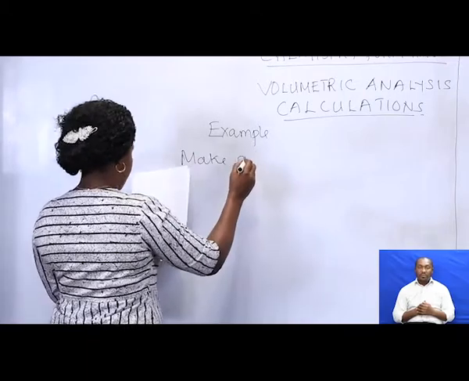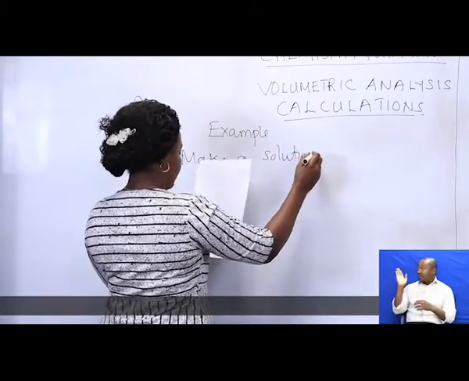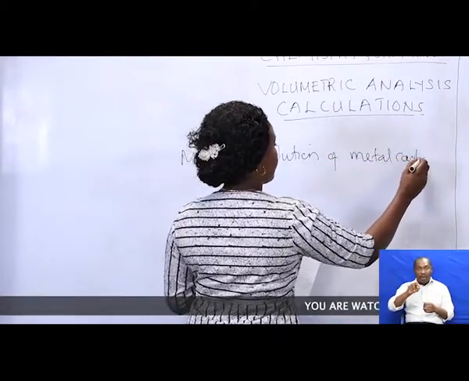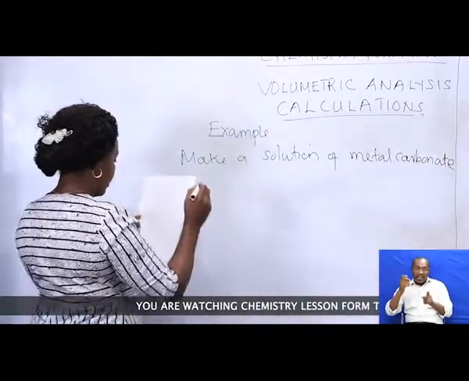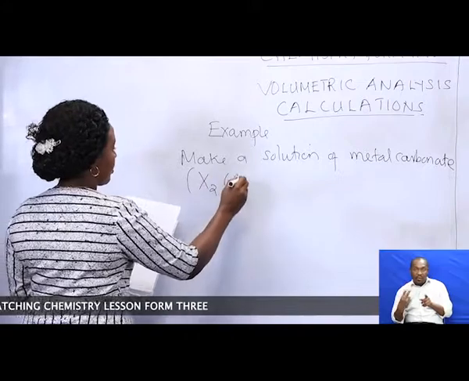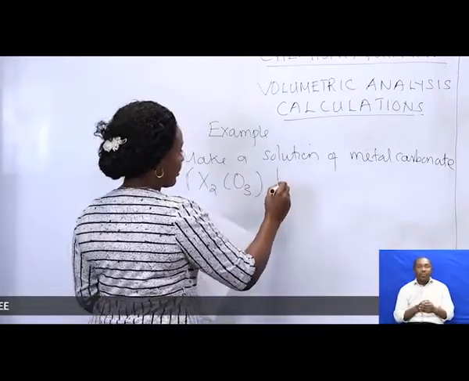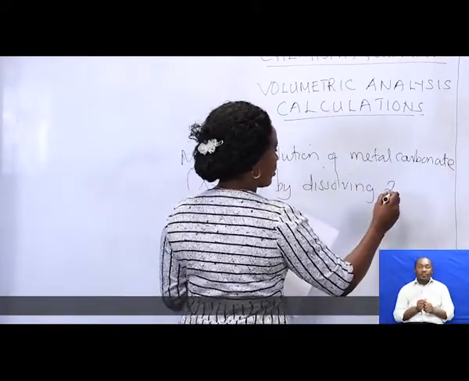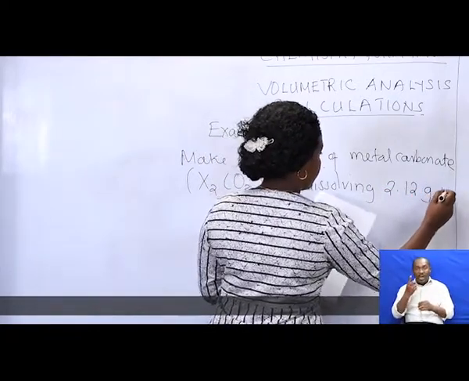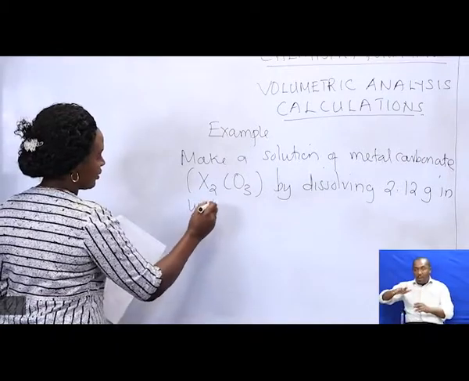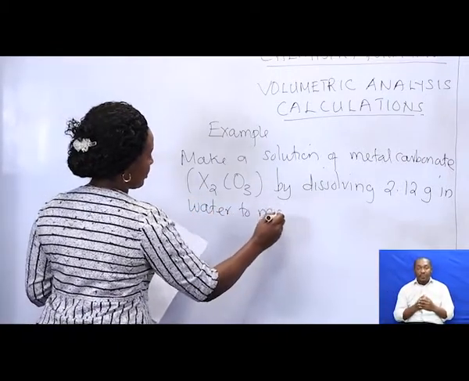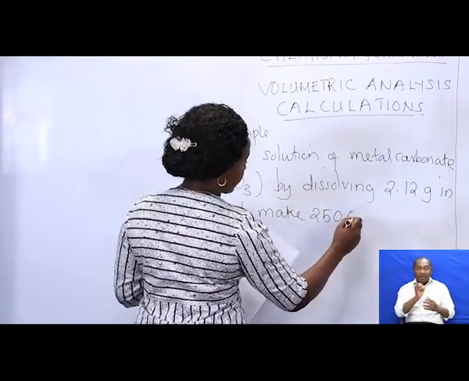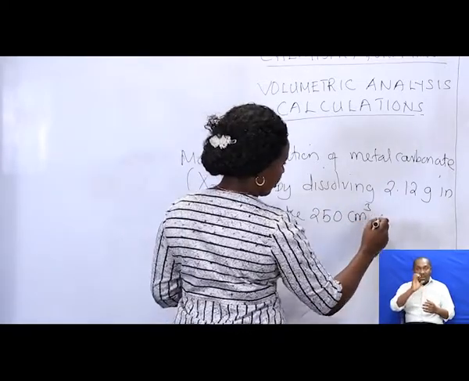Make a solution of metal carbonate, X2CO3, by dissolving 2.12 gram in water to make 250 cubic centimeter of solution.